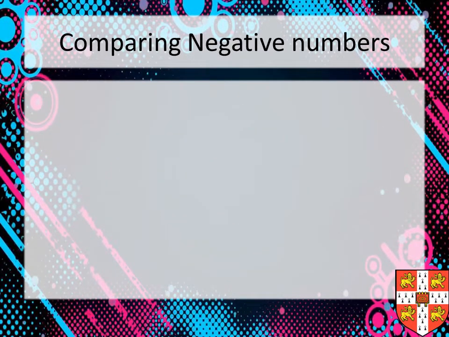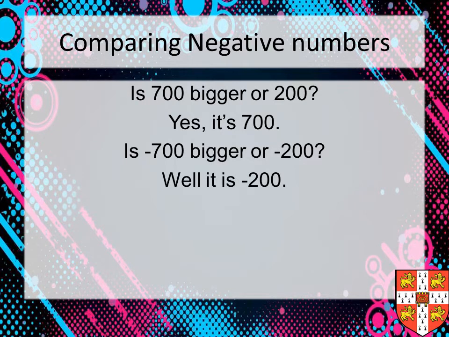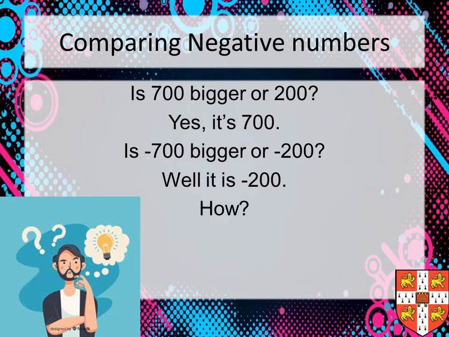Now comparing negative numbers. Let me give you a question. Is 700 bigger or 200? Well, it's very easy for you to say, yes, it's 700, of course. But what if I give you this question? Is negative 700 bigger or negative 200? It's very tempting to say, yes, it's negative 700. Or maybe someone who hasn't studied negative numbers yet will say it's negative 700, of course. But he's wrong. It's negative 200. Now, you have a question of how. It's making you angry. How is it possible? So, I'm going to explain that as well.